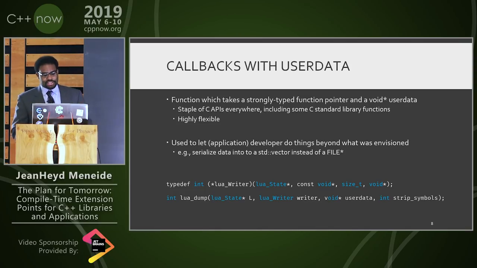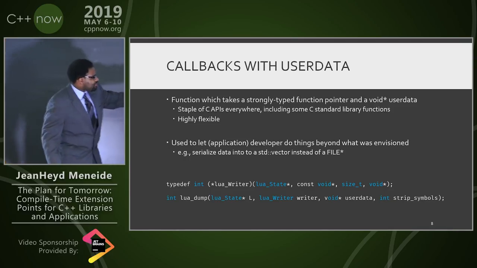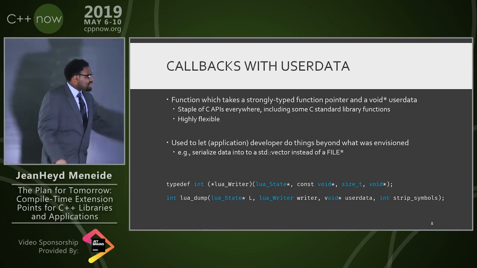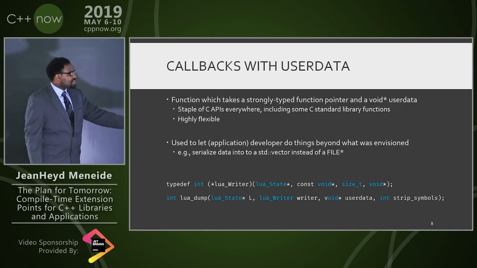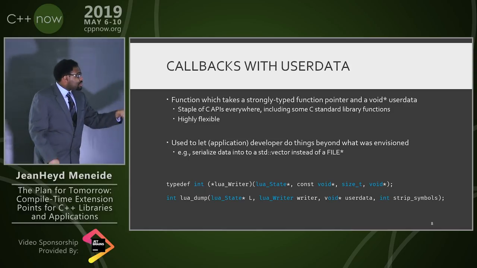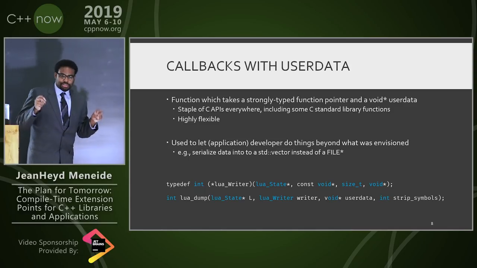Callbacks with user data, right? This is the staple of C APIs everywhere. The idea is that you have a function. I have an example here with Lua, where we have a typedef for this thing called a lua_Writer, and the idea is that it takes some data, a size of that data, and a void star. And that last void star was typically called your user data.